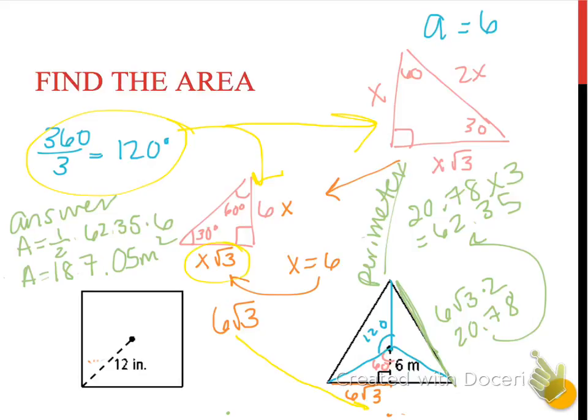But I need to find that entire length, so I had to do 6 square root of 3 times 2 to get that entire length, so I can find my perimeter. To find my perimeter then, I needed to multiply that times 3. Once I found my perimeter, I made my answer by doing 1/2 times the perimeter I found times the apothem that's given, and you should get around 187.05 meters squared.